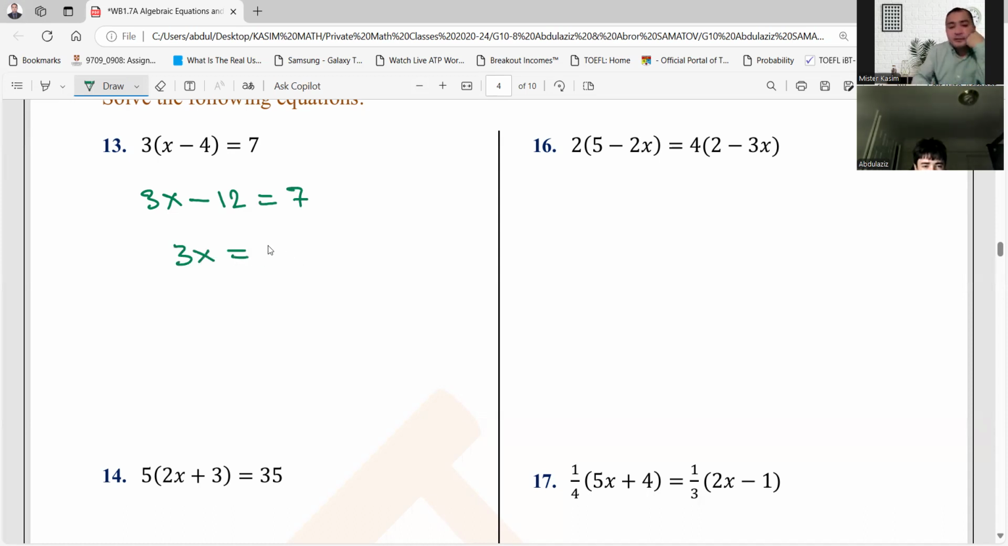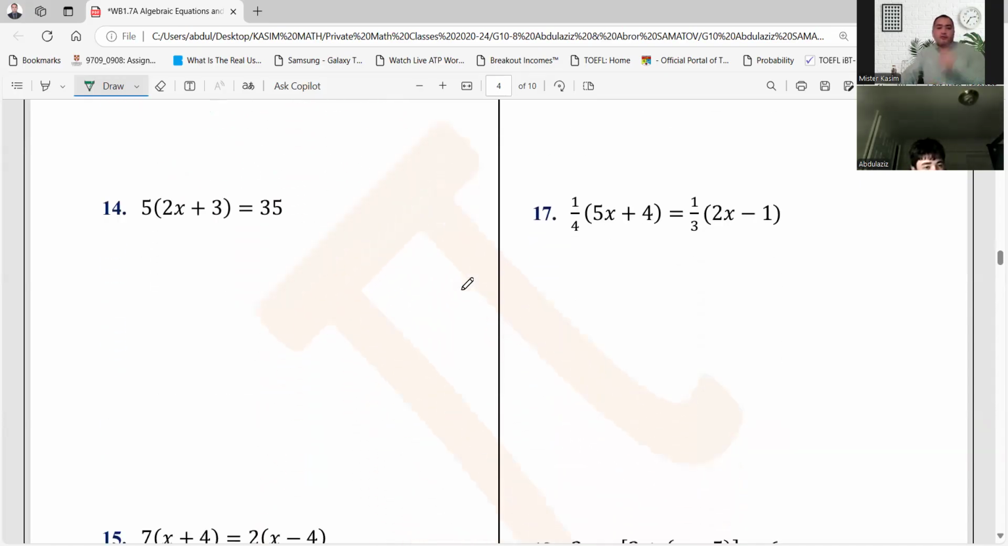3x equals minus 12. No, no, no. 7 plus 12, right? Yeah, 7 plus 12. Then what is x? 19 over 3, right? Which is equal to 6 and 1/3. Okay, good. And how about 14?